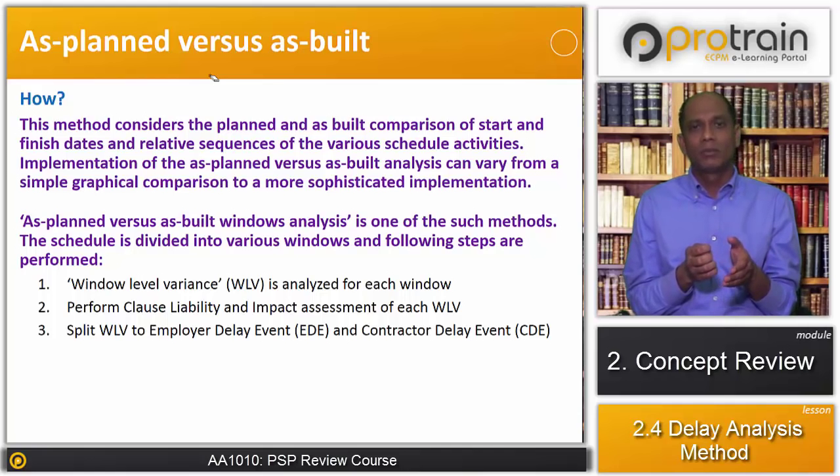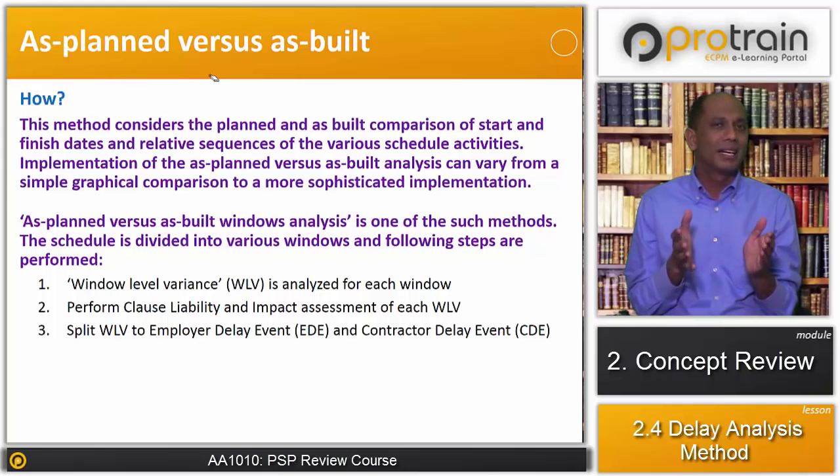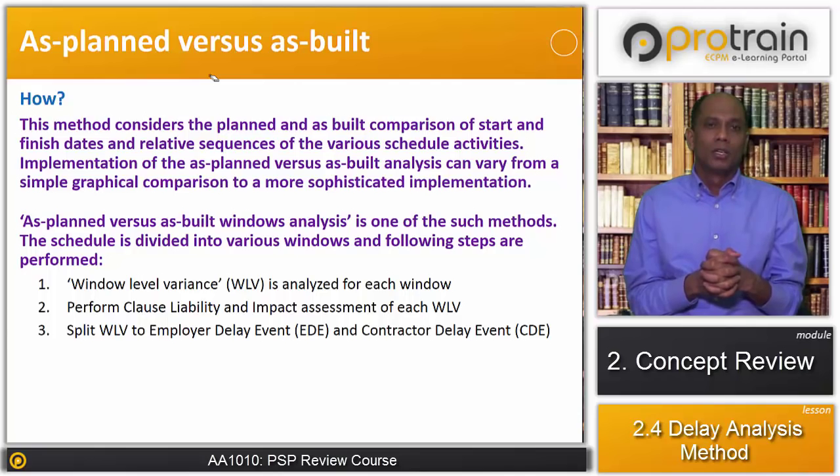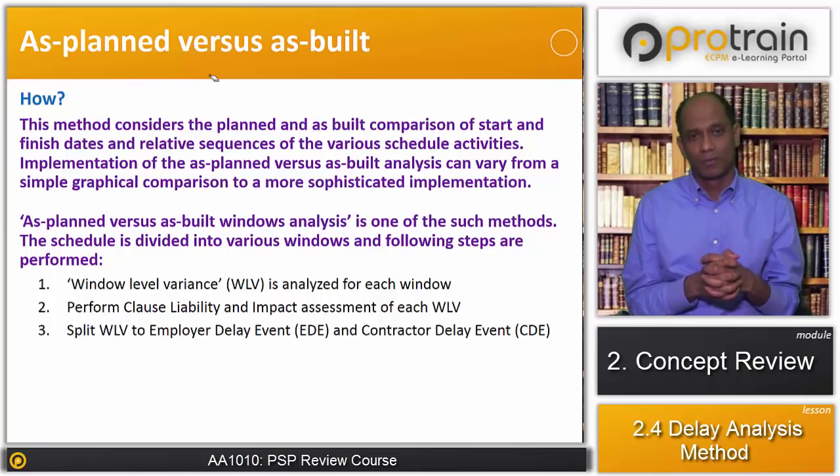Implementation of as-built versus as-planned analysis can vary from a simple graphical comparison to a more sophisticated implementation. So we can say that the as-planned versus as-built method is not a single standard technique, but can be more of various techniques. We'll understand this when we get into this method more. As-planned versus as-built window analysis is one such method. In this method, the schedule is divided into various windows and the following steps are performed.